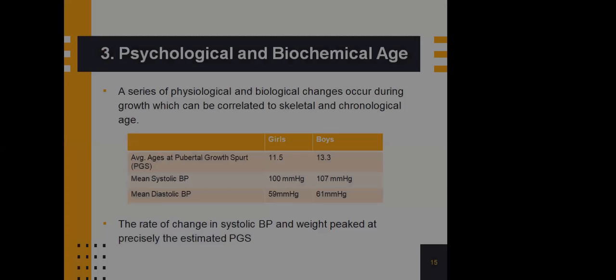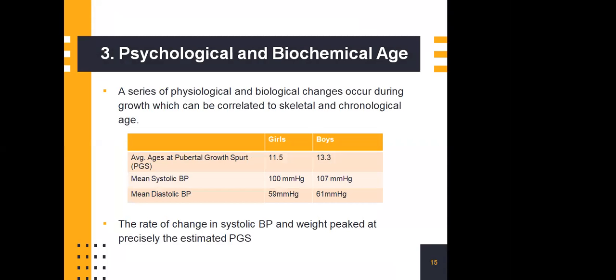Now, moving on to the psychological and biochemical age, a series of psychological and biological changes occur during growth and can be correlated to the skeletal and chronological age. A study related to the synchronization of adolescent blood pressure and pubertal somatic growth was done, and it was found that the average pubertal growth spurt for girls was 11.5 years and 13.3 in boys. In the same year, the mean systolic BP was 100 mm of Hg for girls and 107 mm of Hg for boys, and the mean diastolic BP was 59 mm of Hg in girls and 61 mm of Hg in boys.